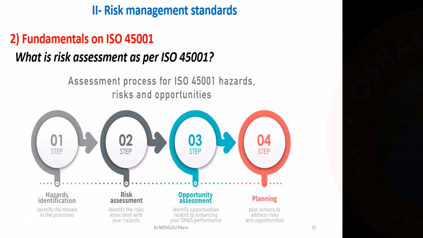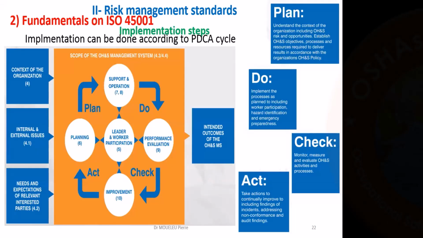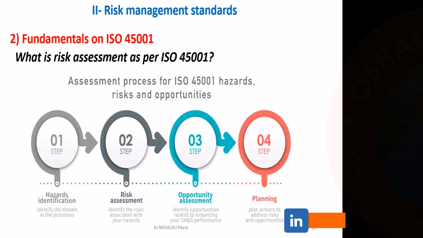And what is then the risk assessment according to these standards? As we said, the assessment process of ISO 35001 hazards, risks, and opportunities is based on 6.1, where they talked about actions to address risks and opportunities.